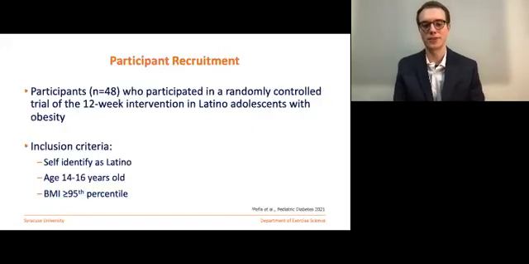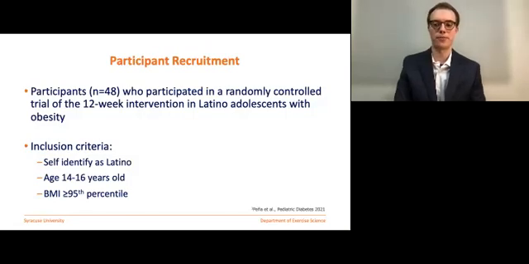Now, the present study was a secondary data analysis from a randomized controlled trial assessing the efficacy of a 12-week lifestyle intervention. The inclusion criteria for the participants in this study included self-identifying as Latino, being 14 to 16 years of age, and having obesity as defined by body mass index greater than or equal to the 95th percentile for their age and sex, or having a BMI greater than or equal to 30.